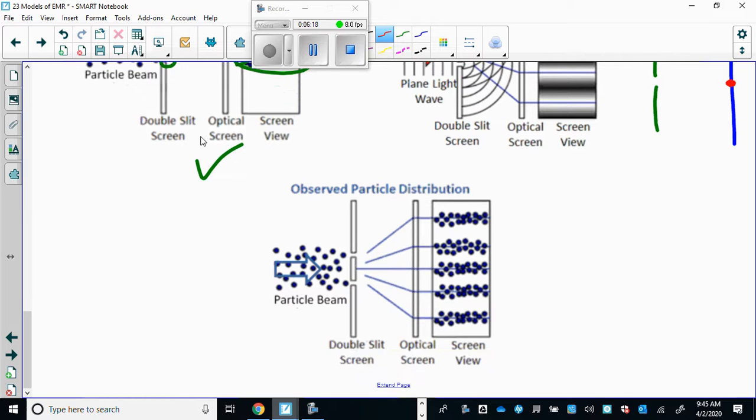Okay, so those are the models of electromagnetic radiation. The next lesson is Maxwell's theory of electromagnetic radiation, coming right up.